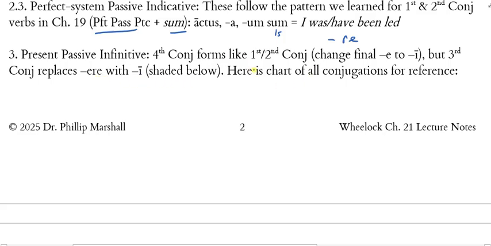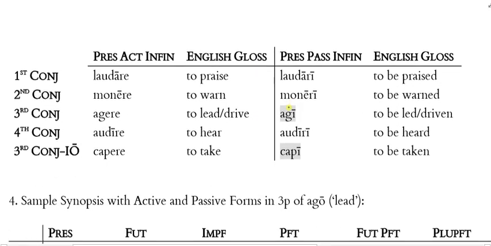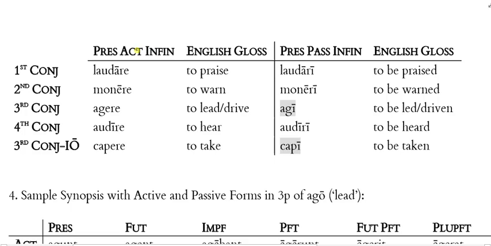And these are shaded below. And there's a chart here for your reference. So let's just look at them real quickly. So first conjugation, present active infinitive, laudare, to praise, becomes laudari. So are, ari. So to be praised. Now that's passive in meaning. Present passive infinitives on the right. Monere, to warn, active. Moneri, to be warned, passive.